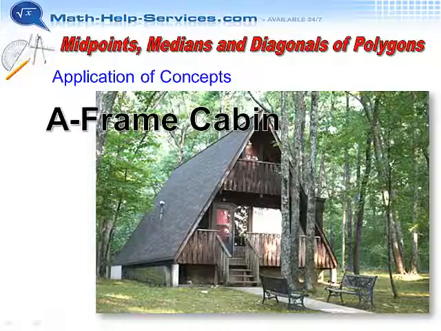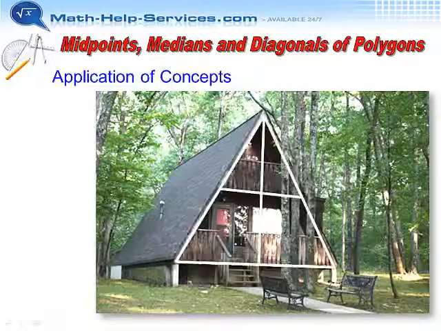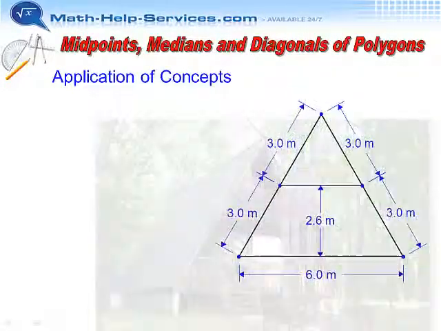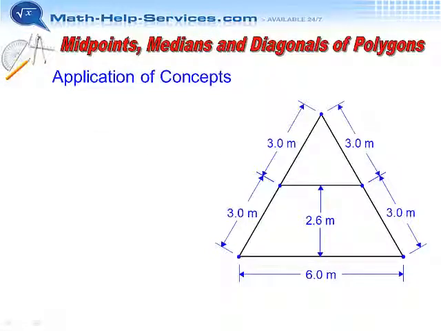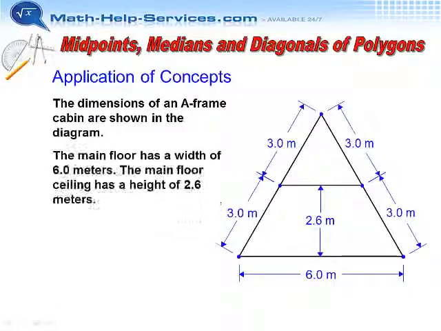Let's talk about an application of this concept. We'll use an A-frame cabin. The dimensions of an A-frame cabin are shown in the diagram. The main floor has a width of 6 meters. The main floor ceiling has a height of 2.6 meters.